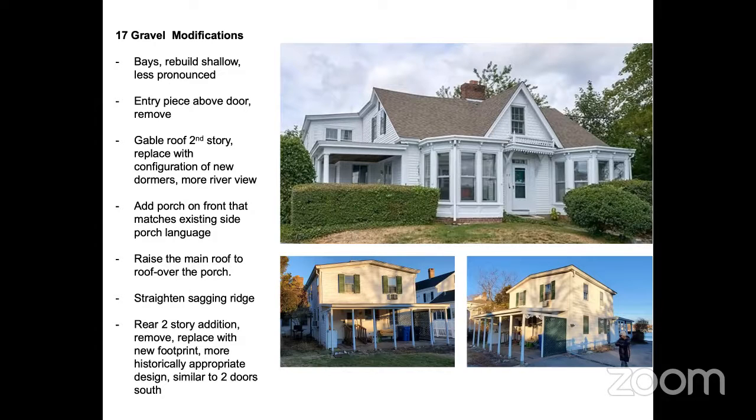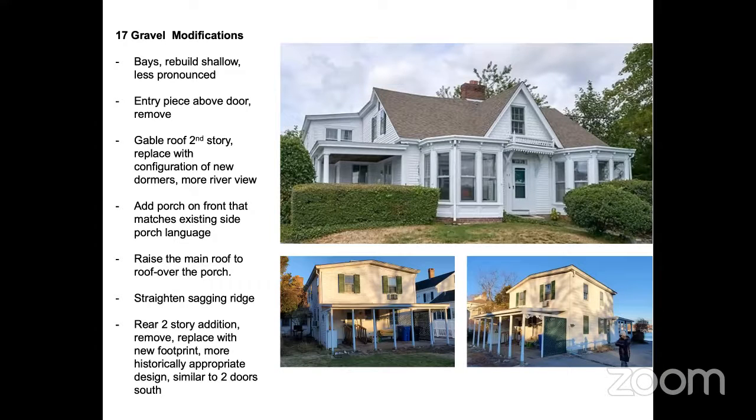The next is the sort of Gothic entry piece above the front door, which is likely another addition from another time period. That's in disrepair. Could that be removed? The third item is the gable roof on the second story. Could that be removed and reconfigured with a new dormer or dormers that are appropriate, that would provide more views to the river out front and more light to the second floor? Fourth item is adding the possibility of a porch to the front of the house. As you can see, there's a porch on the side, and we continue that same language to the front of the house using the same round columns and detail.